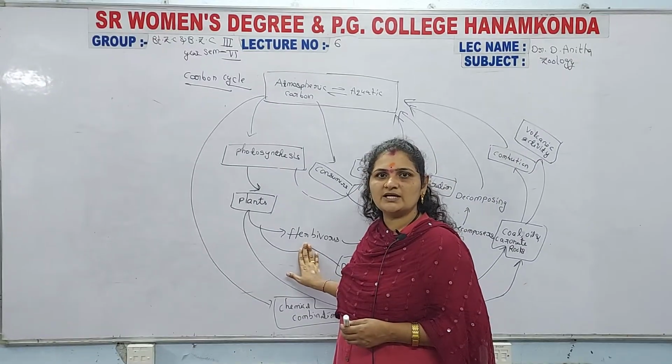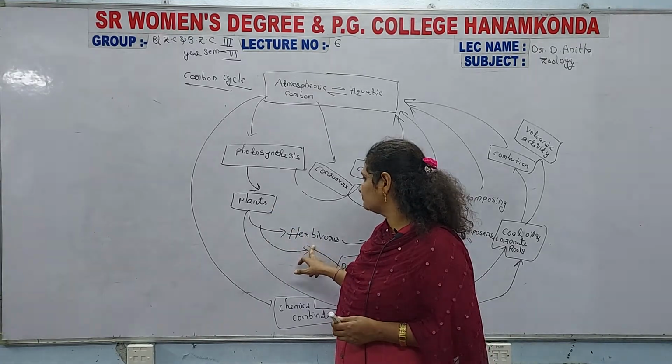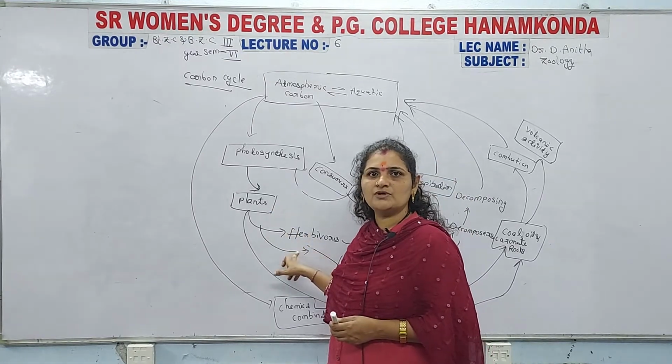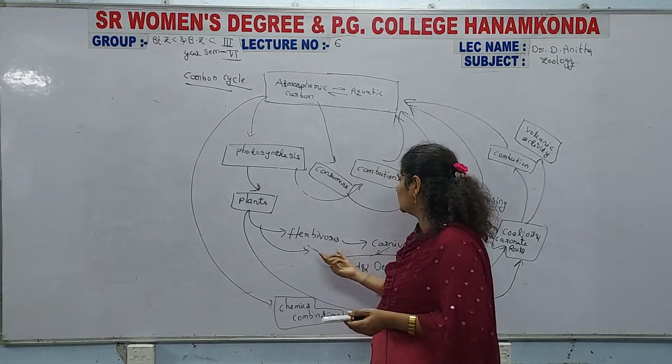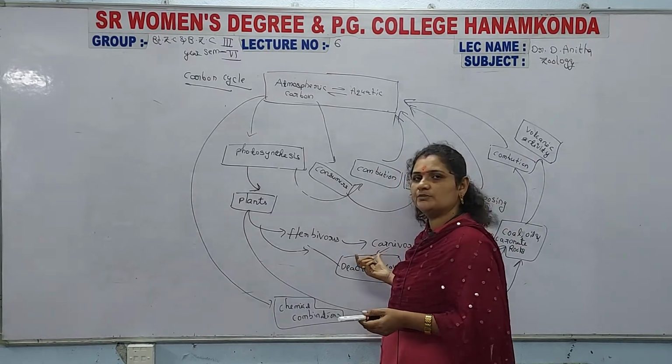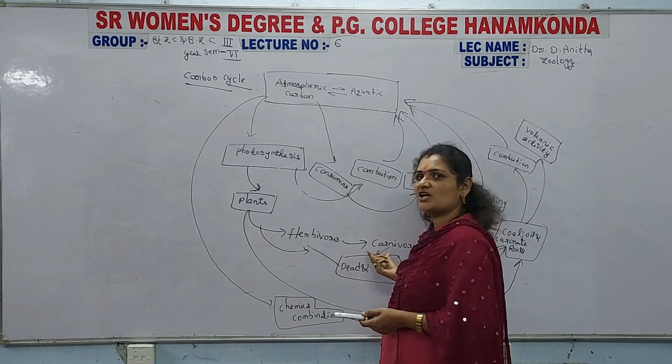These are the primary consumers, they feed on the plants. So from the plants to the herbivores, the carbon is transferred through the food material, and from the herbivores to the carnivores, again the carbon is transported through the food material.